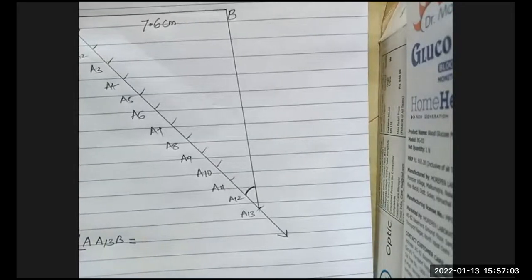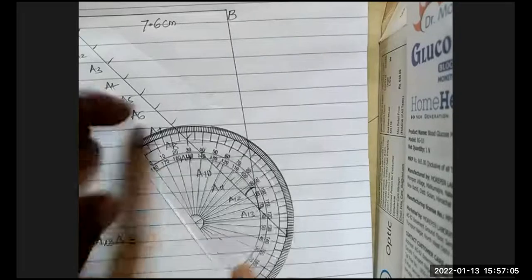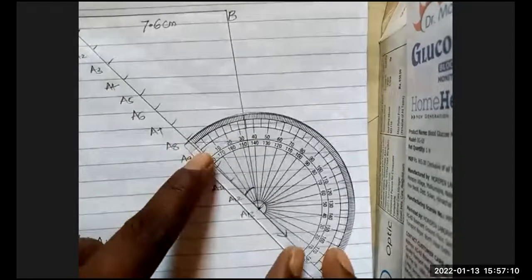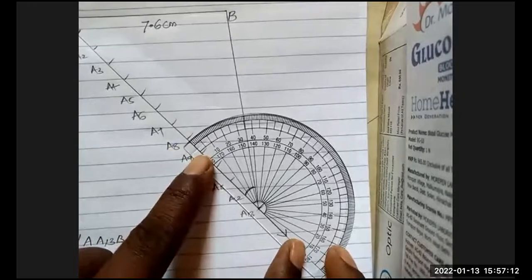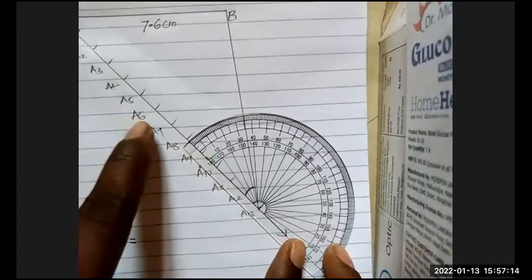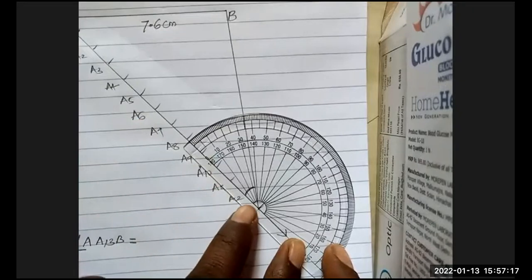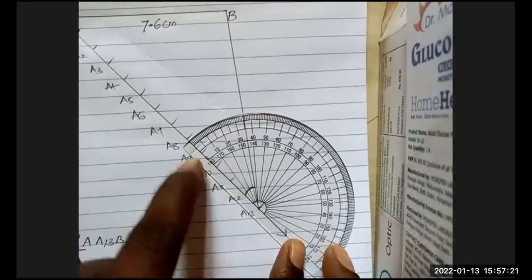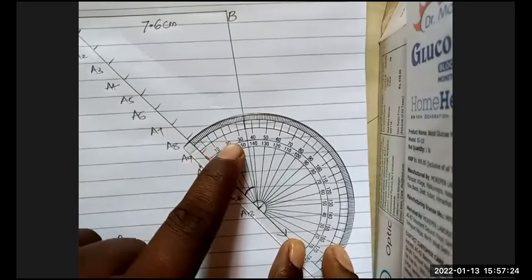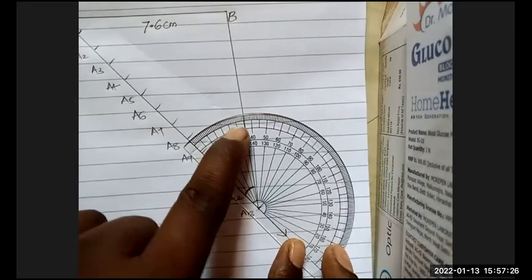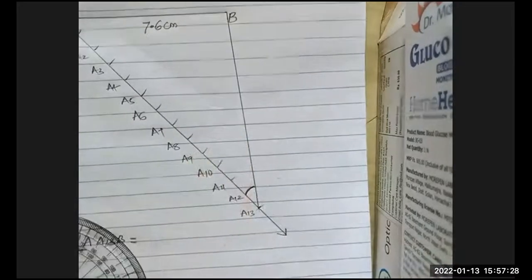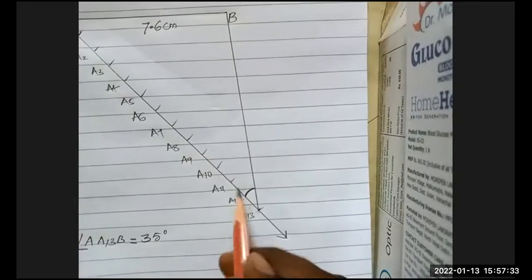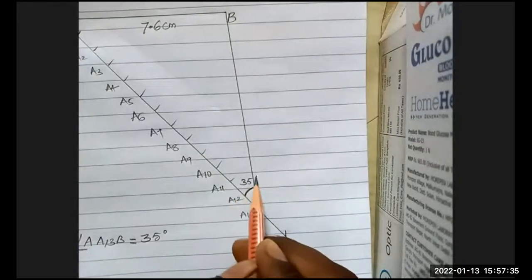I'll take the protractor and measure it. This is the center point and the baseline. So I'm placing it here in this direction. You can see the baseline is matching with the reference line. And I should look for the reading on the left side because the reference line is on the left side. Starting from 0, 10, 20, 30, and it is 35 degrees. Here it is. This is 35 degrees. So I'll write it down here, 35 degrees. And here also we make it 35 degrees.